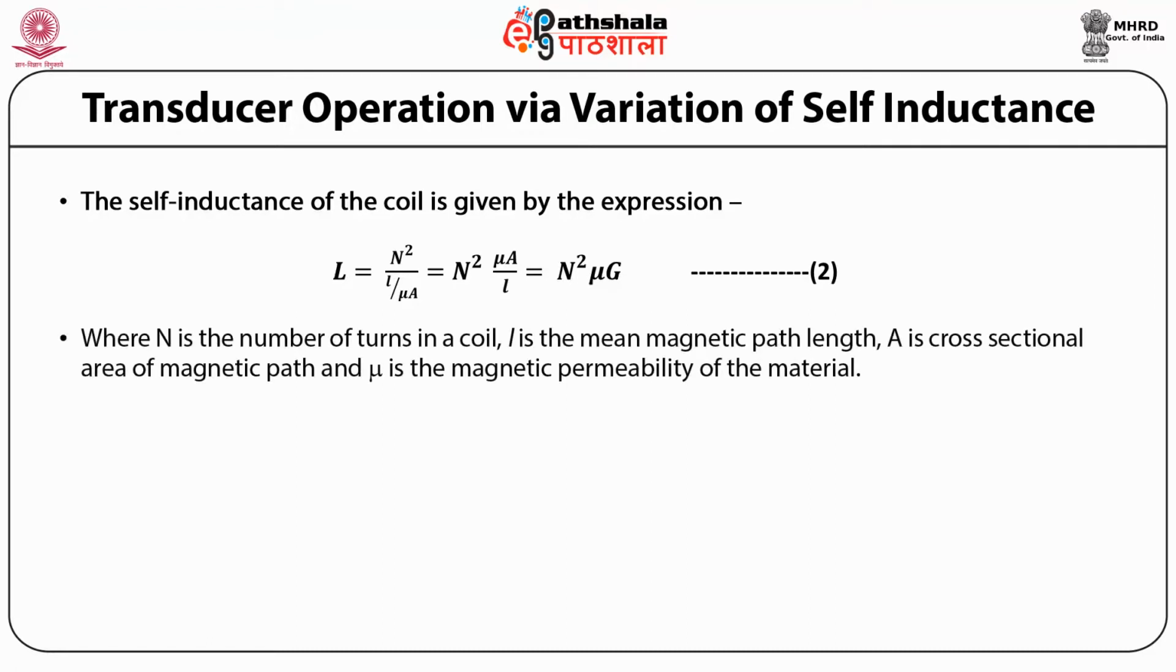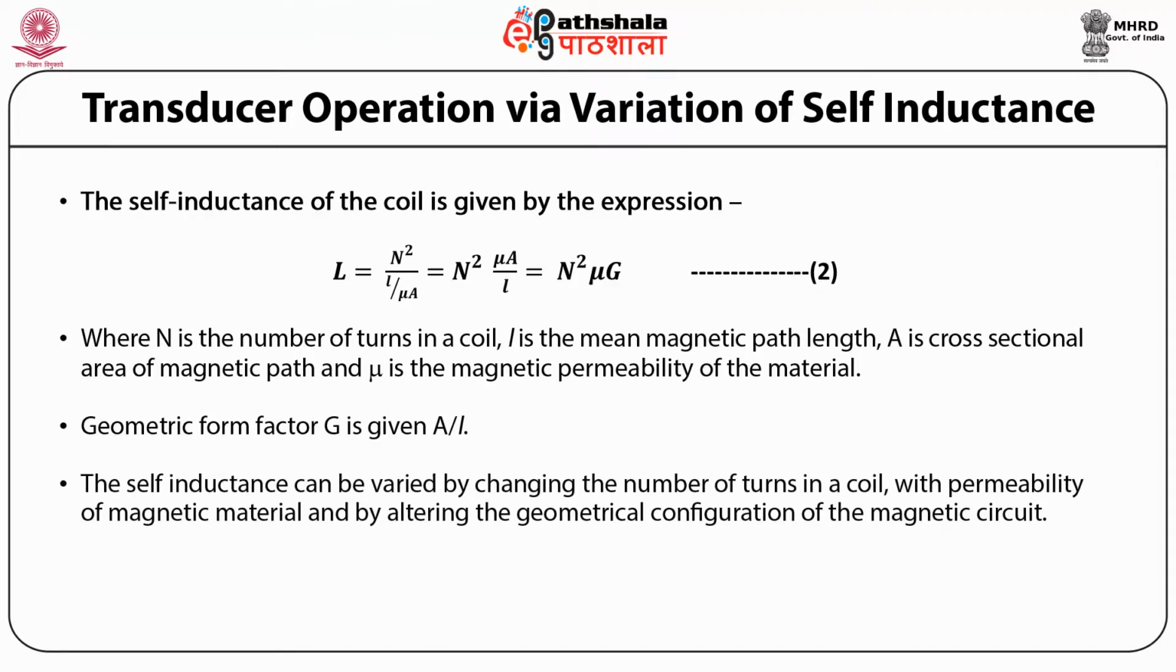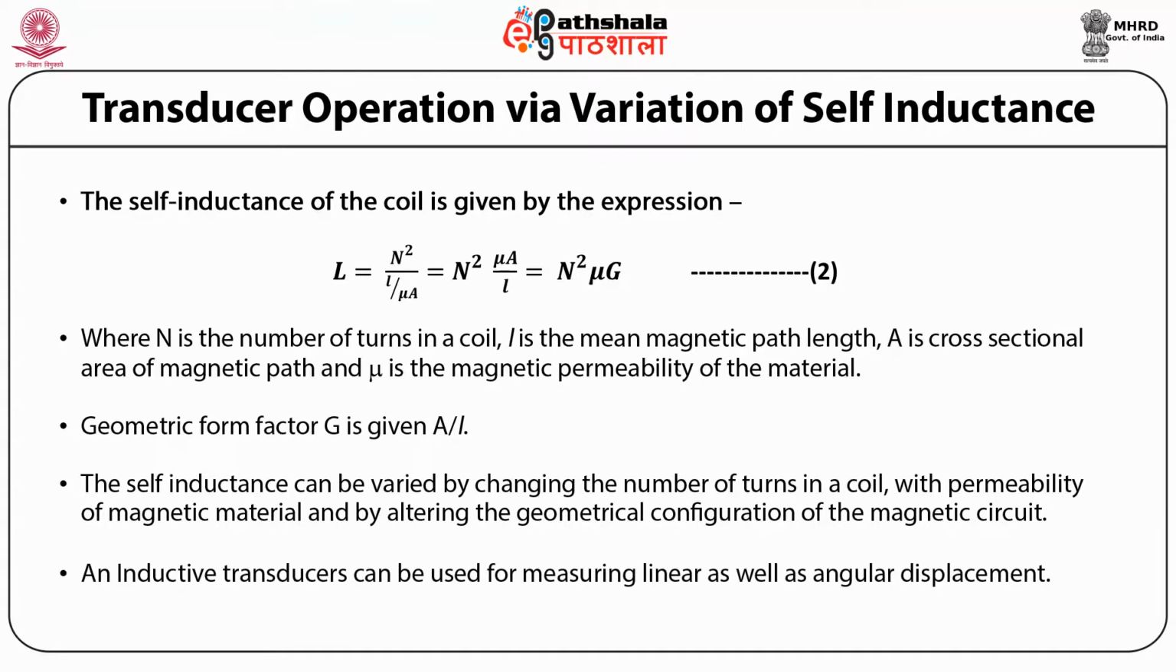where N is the number of turns in the coil, small l is the mean magnetic path length, A is the cross-sectional area of the magnetic path, and mu is the magnetic permeability of the material. Geometric form factor G is given by A divided by small l. The self-inductance can be varied by changing the number of turns in a coil, the permeability of the magnetic material, and by altering the geometric configuration of the magnetic circuit. An inductive transducer can be used for measuring linear as well as angular displacement.